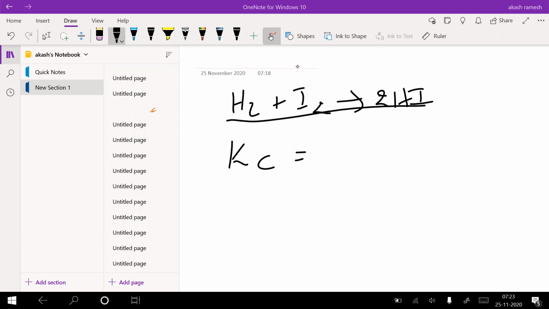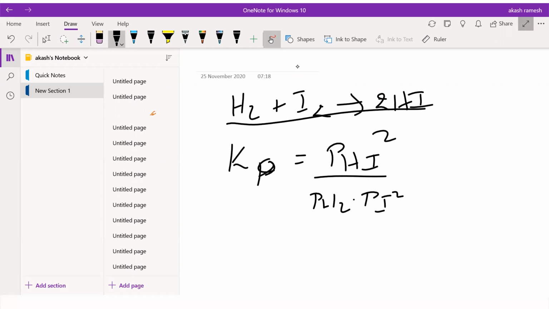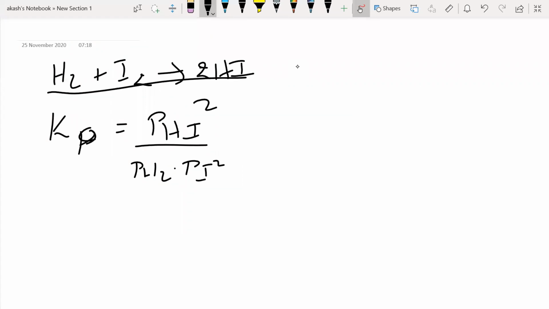So, anyways, Kc, I will even write Kp actually because these are gases, right? So now how will I write? It will be partial pressure of HI in the product. Now the stoichiometric coefficient is 2 divided by partial pressure of H2 to the power 1 into partial pressure of I2. That's it. Right? So this is how we write the Kc or Kp equations.